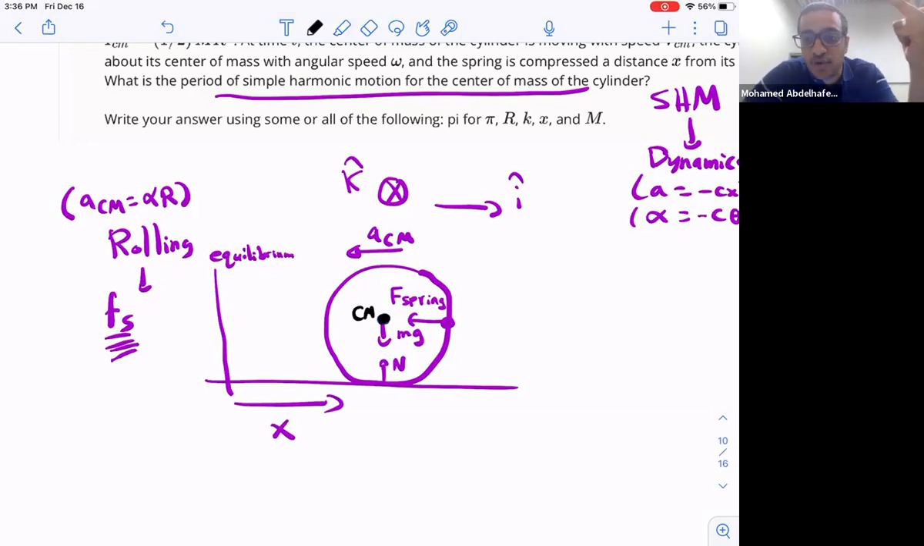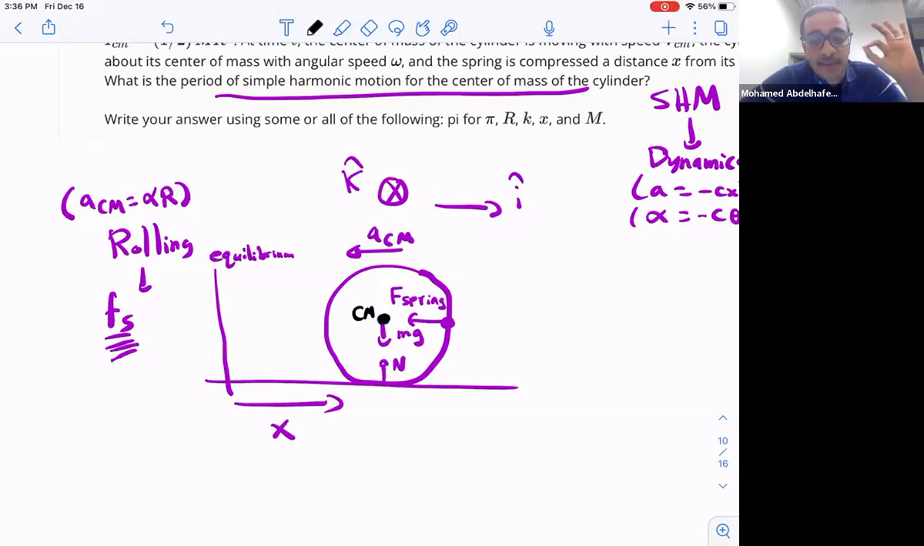Spring force doesn't create torque as well because it's parallel. It's pushing like this, parallel to the center of mass. It's not creating torque. Can everyone see that? At this point, with the forces I put on the diagram here, there is no torque about the center of mass. Any questions about that? So that's the key idea right here.